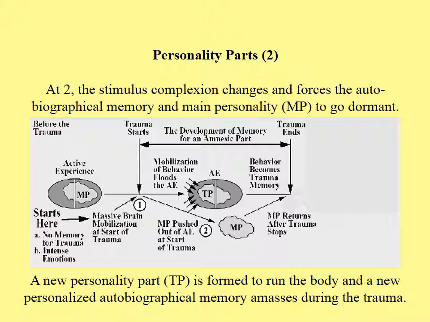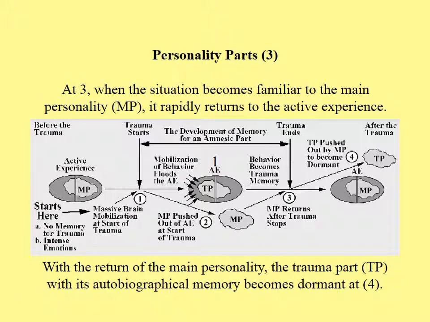A new personality part is formed to run the body, and a new personalized autobiographical memory amasses during the trauma. At 3, when the situation becomes familiar to the main personality, MP, it rapidly returns to the active experience. With the return of the main personality, the trauma part, TP, with its autobiographical memory, becomes dormant at 4.